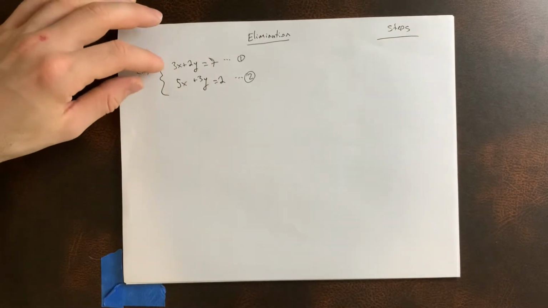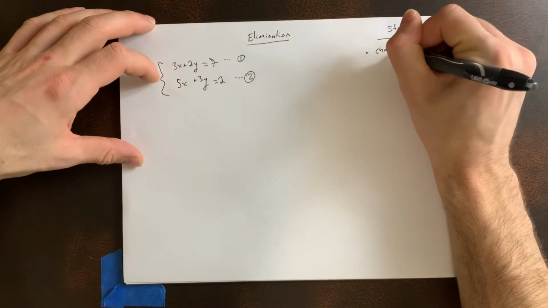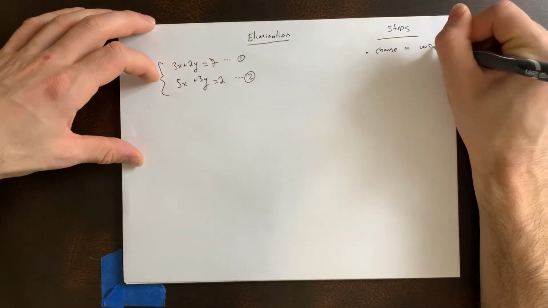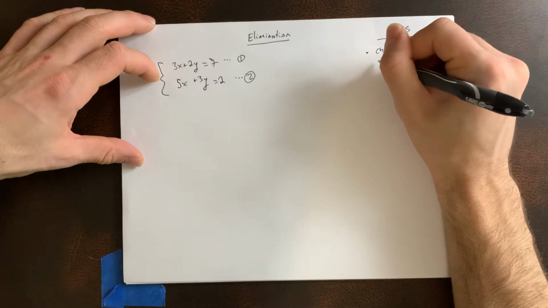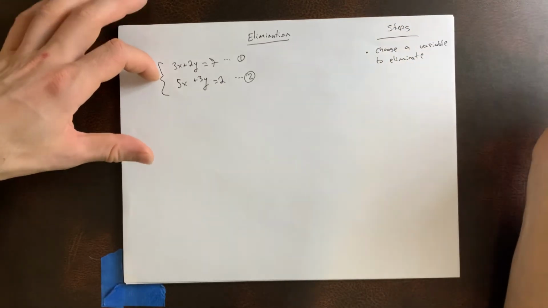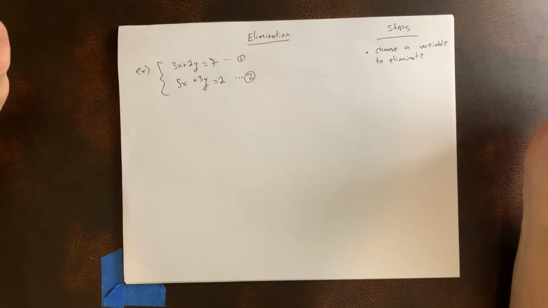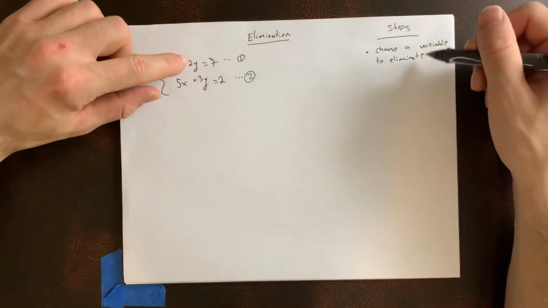So the first thing we're gonna do is just choose a variable, x or y. So we're going to choose a variable to eliminate. Okay, again, there's no right or wrong choice. We could choose x or we could choose y, it doesn't matter. And so the goal now is we want to figure out how can we get the numbers in front of the chosen variable the same.